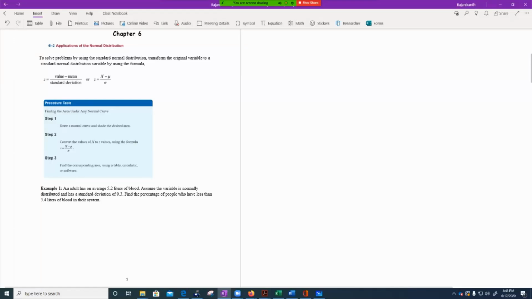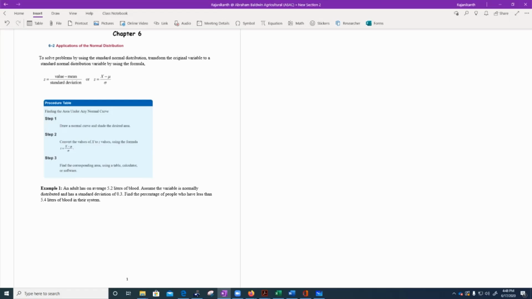Okay, so let's get started. This is section 6.2. Now we are going to look at how to apply the area of normal distribution curves for real life applications.